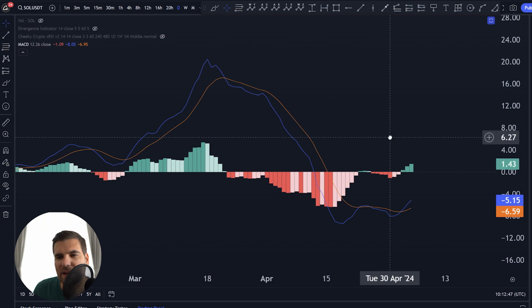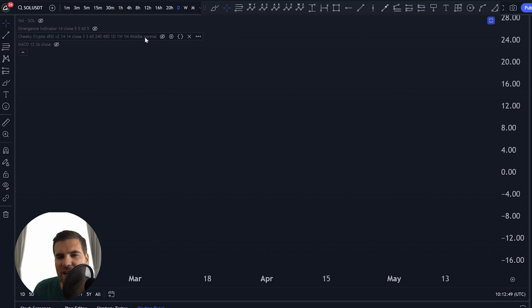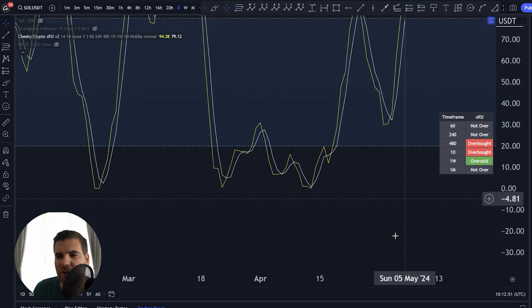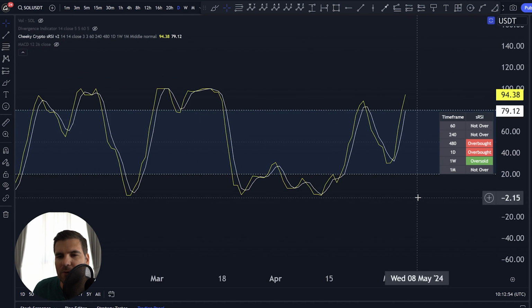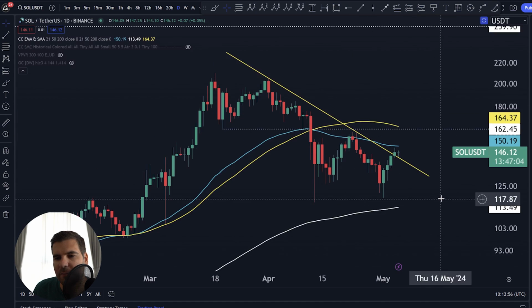So keep a close eye on that, but for now, I don't think there's terribly too much there to be holding on to as a potential for hope, right? So let's go ahead and now come back into our price chart.